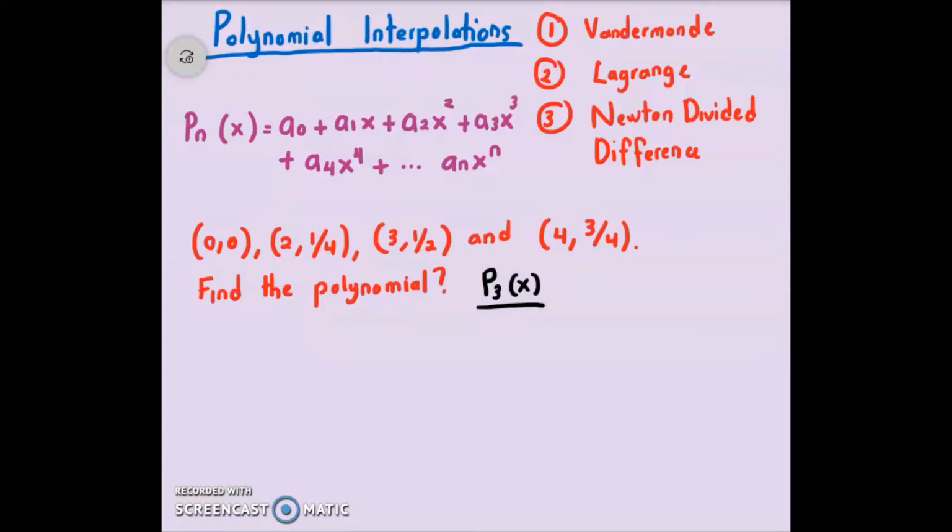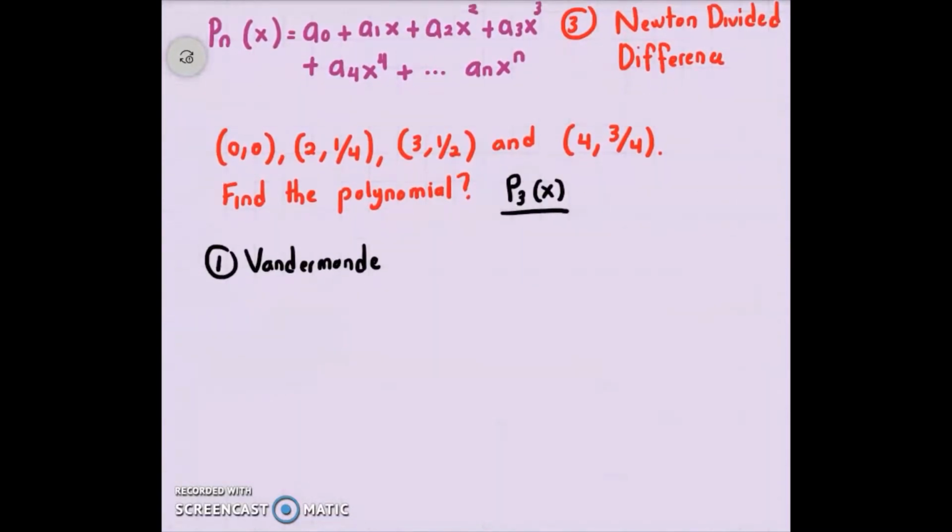The first method that we want to use is Vandermonde. Let me just write down what P3 is. P3 equals a0 plus a1x plus a2x squared plus a3x cubed. So this is my polynomial. Now I want to find a0, a1, a2, a3.